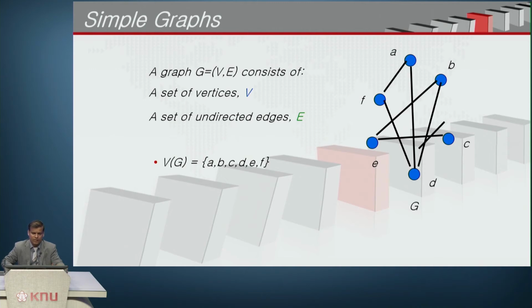So V of G, where the vertices, we can see, are represented by A, B, C, D, E, F. Yes, these are the vertices of this given graph. And the edges, E of G, are AB, AF, BD, BE, CD, CE, DF. Right. So we can see V and E are usually taken to be finite.